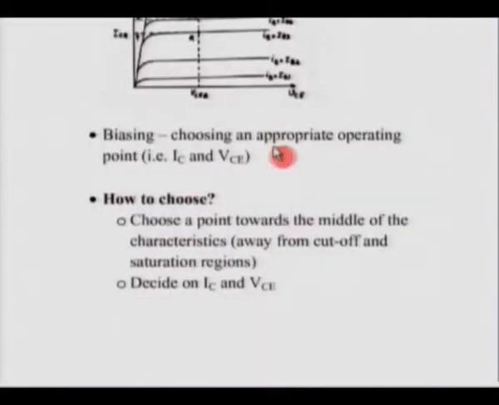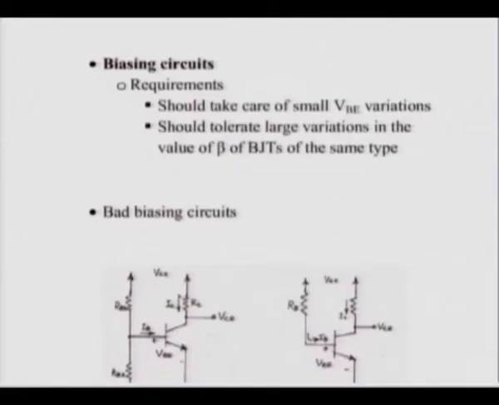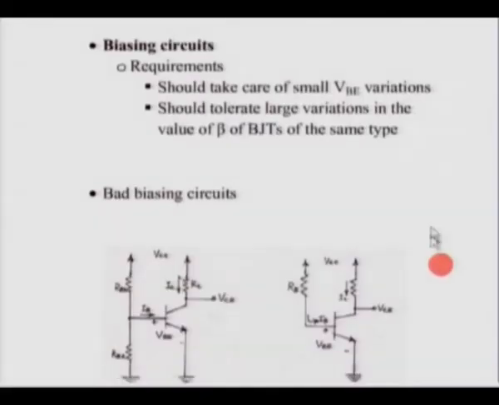So one of the first things we do in a discrete amplifier is to do proper biasing. We need to choose an appropriate operating point, thereby choosing an IC value and a VCE value on this particular IC-VCE characteristics. As I said, we need to ensure that we keep away from both saturation and cutoff regions. Now when we talk about biasing circuits, there are a few other considerations as well.